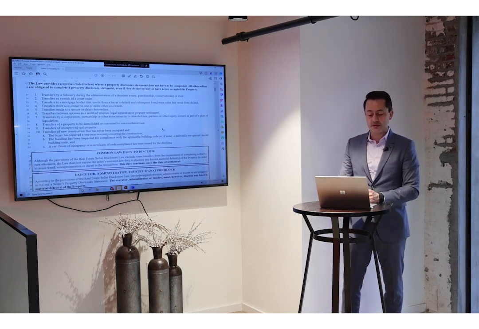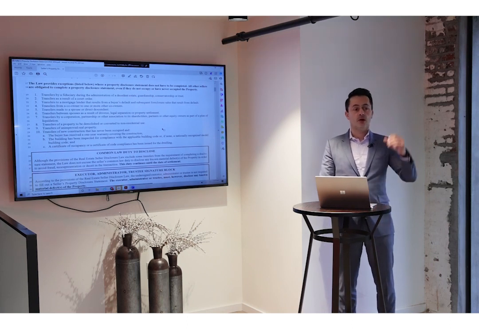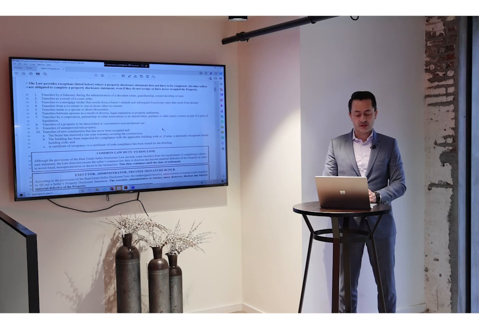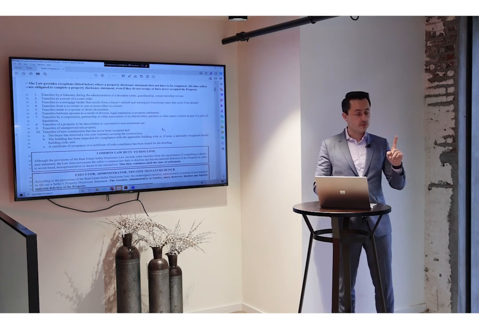Transfers of a property to be demolished or converted to non-residential use. So you have a house that is going to be demolished because they're going to build a garage. It doesn't have to be provided. Transfers of unimproved real property. What is unimproved real property? Raw land.